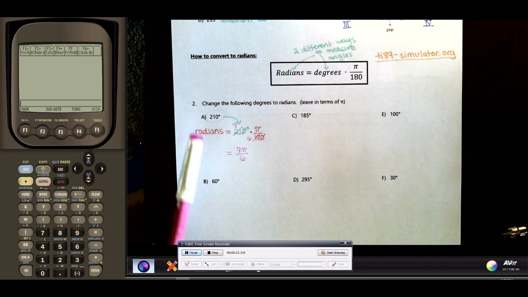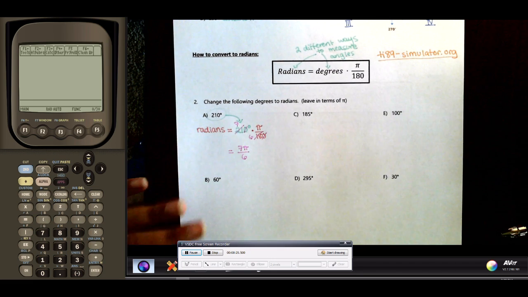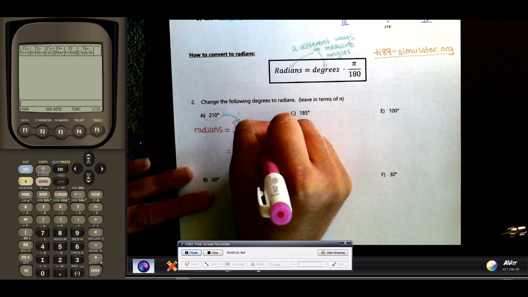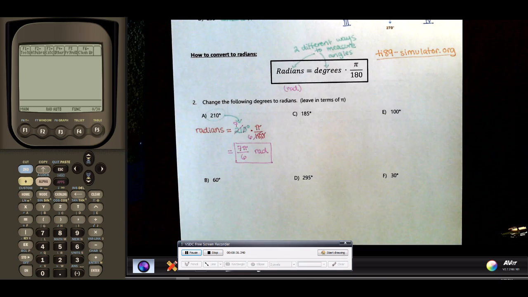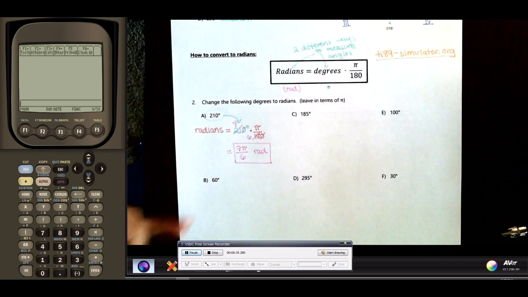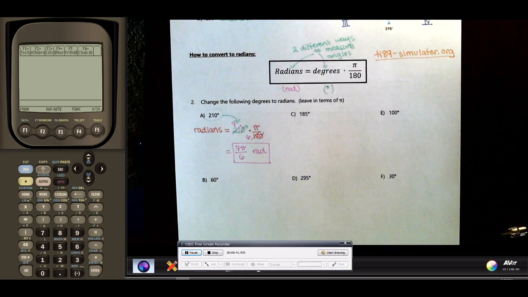And then because we're looking for something in radians, our units are going to be radians. Or we could write RAD per radian. That's a simpler way to do it. So radians are RAD, just like degrees are usually used with this, right?